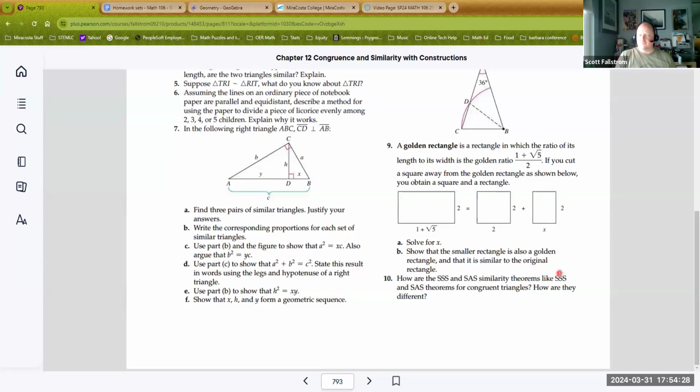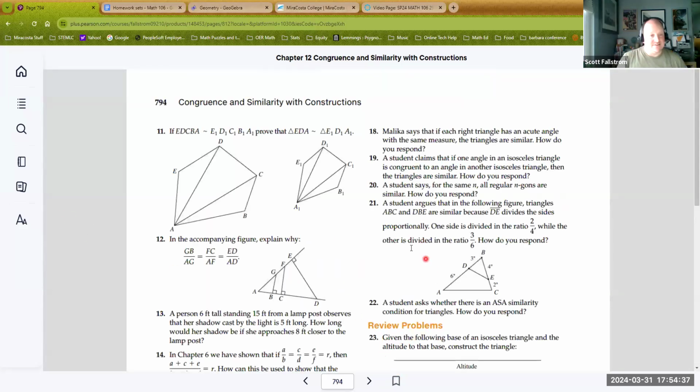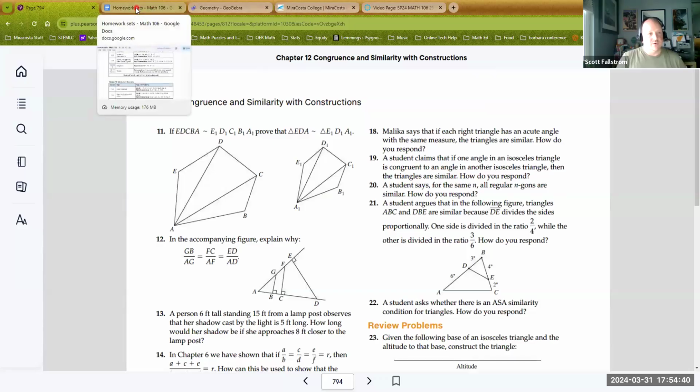I wish they worded that a little bit better, right? What is similar about them? What is different about them? Think back to the difference between similarity and congruence. That'll be a big one for you.